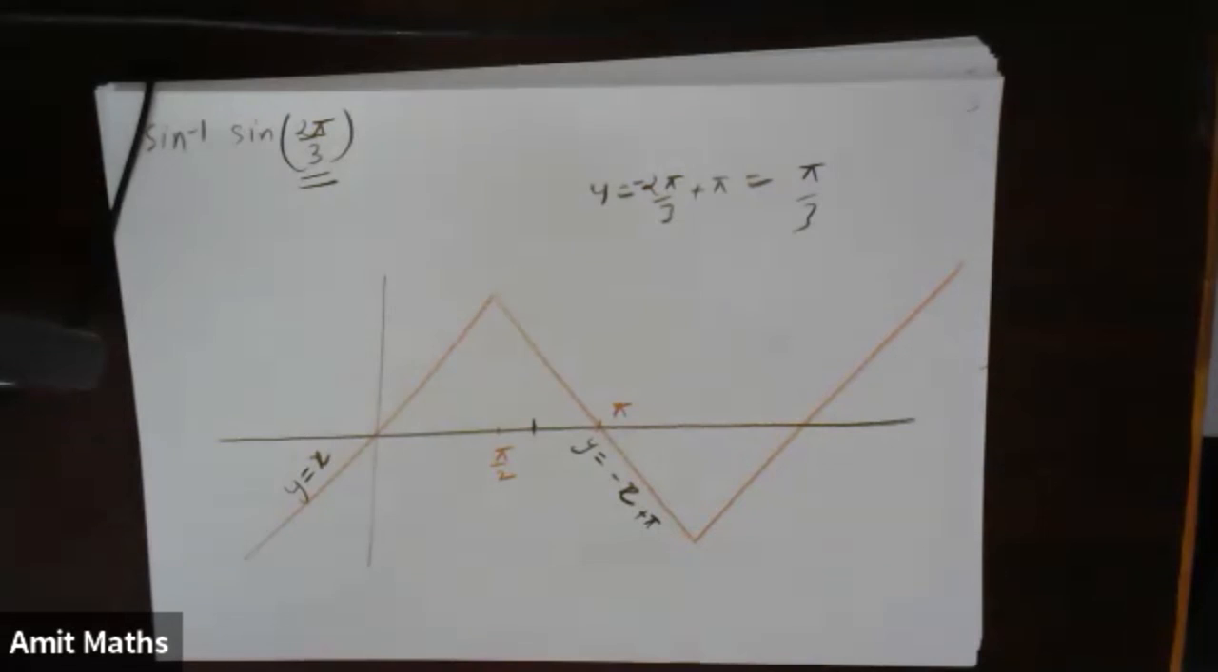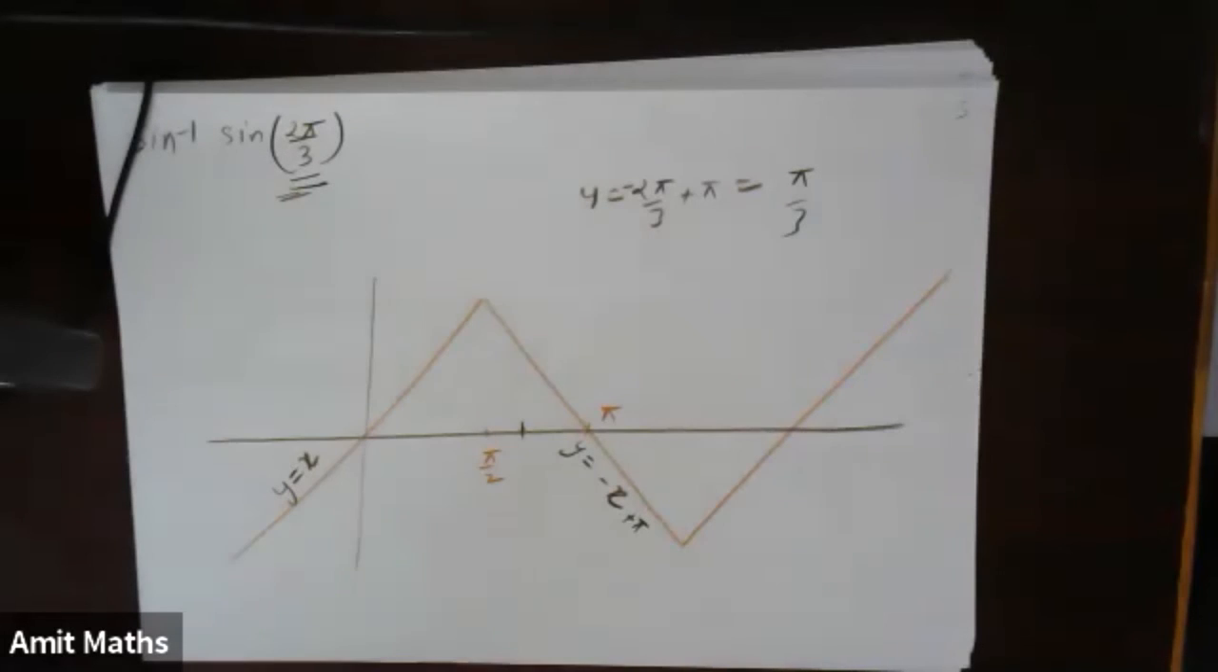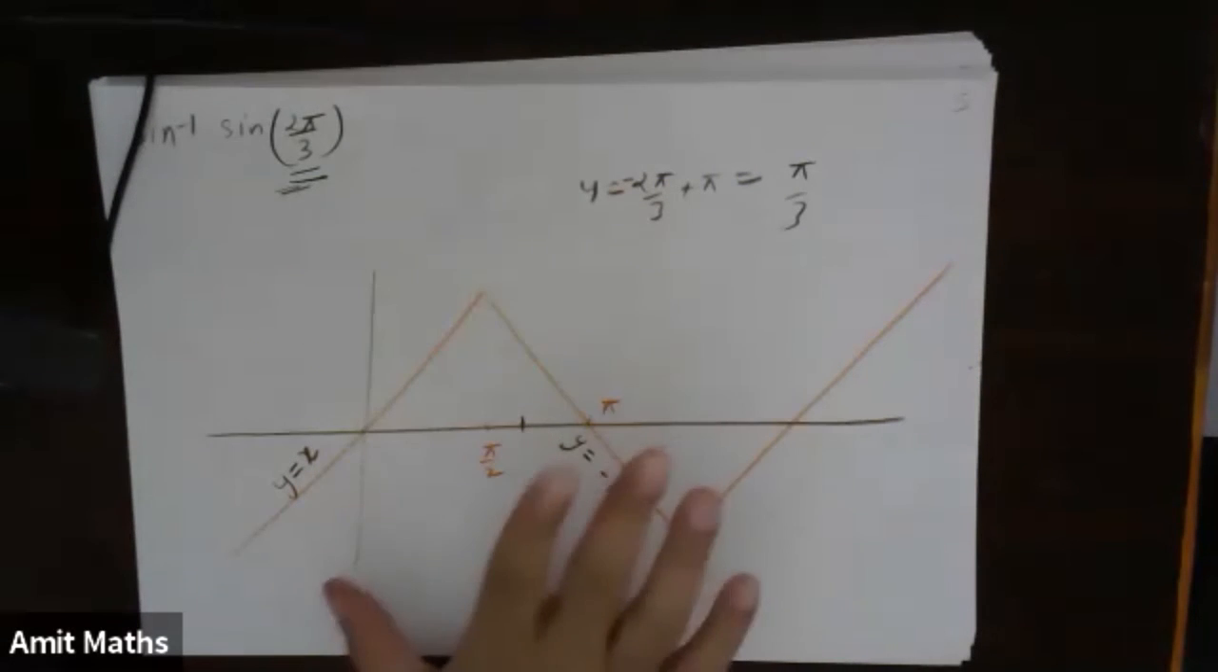Everybody understood? So by solving the equation of the line and the angle given, you can form it, or by simply converting into the principal angle. I hope this part is clear for everyone.